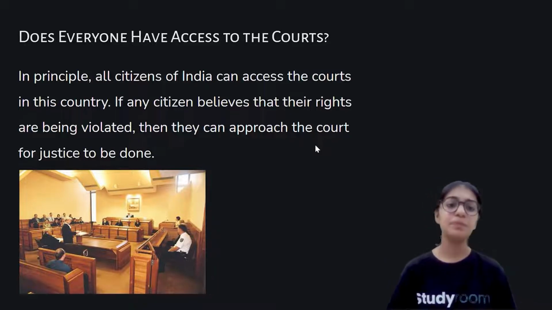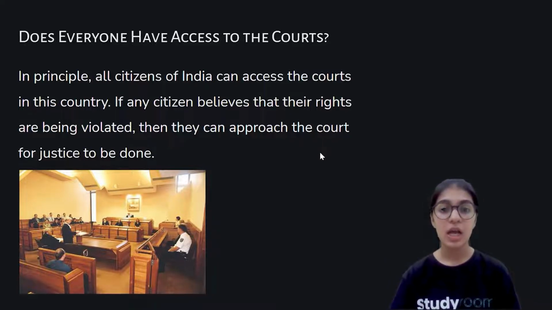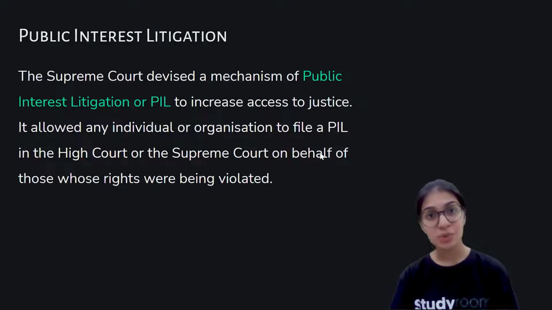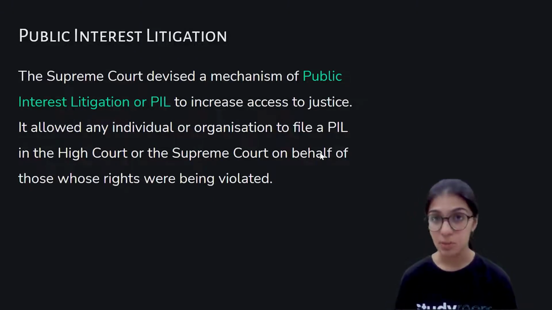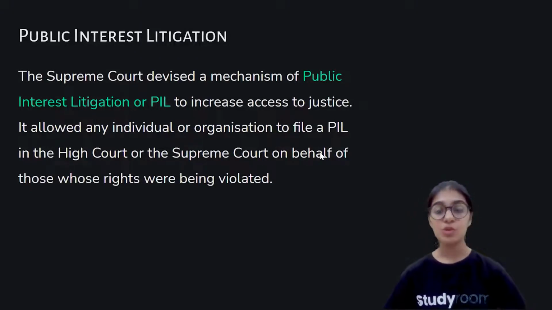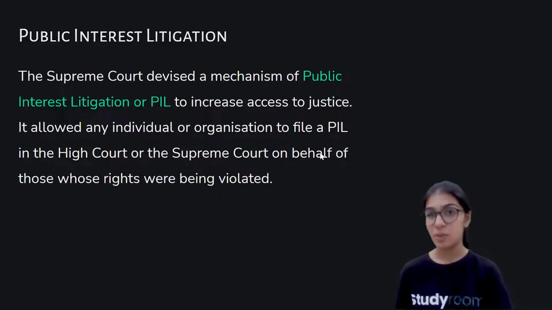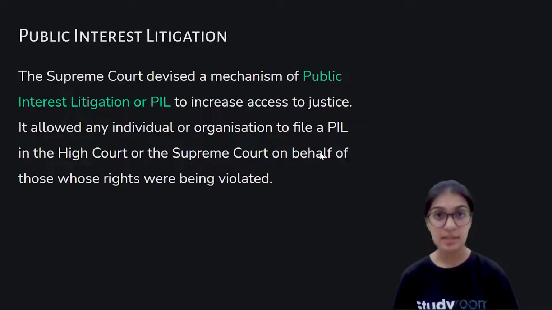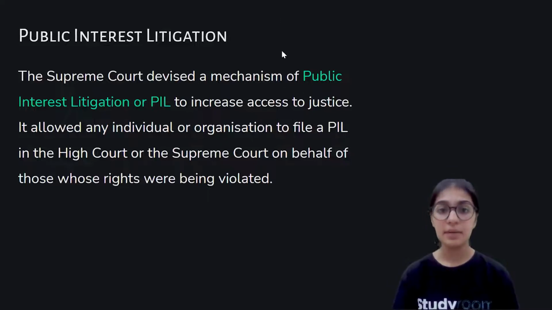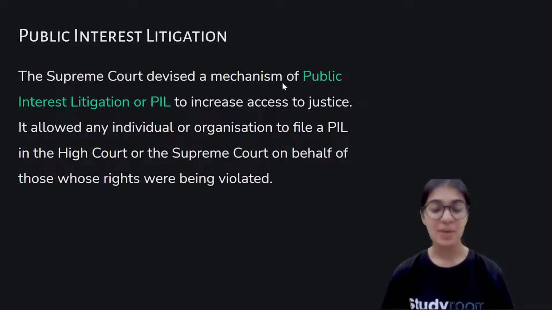All right. Okay. So as we understood that the courts are not accessible to everyone due to some reasons, we should now understand whether there is something that the government has done to make it accessible to everyone. Yeah, the government has basically done one thing, that is the introduction of public interest litigation. Now, what does it mean? Basically, it is very simple.